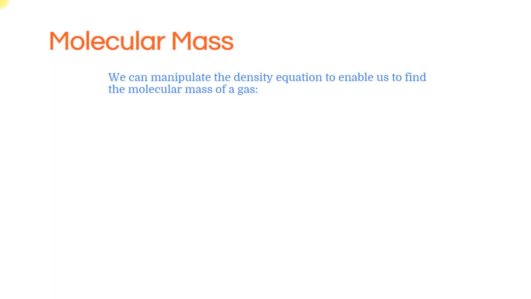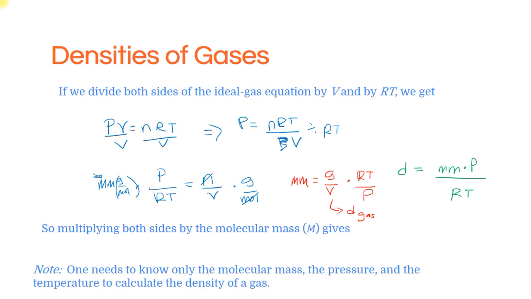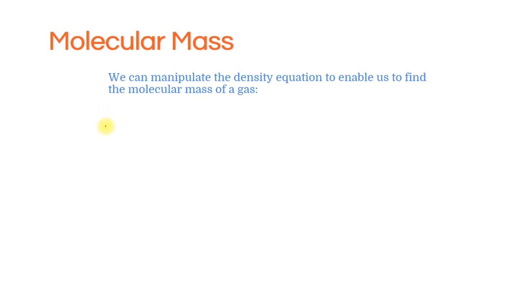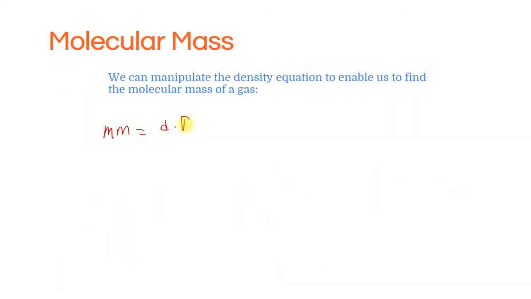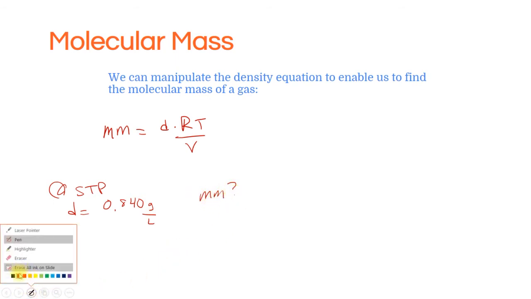All right, so we can do the molecular mass. That's the second equation here, the red one. Our derived equation here is the same one that we use in the lab. So if I have a gas where I don't know what it is, I could figure it out. For example, if we measure something at STP and it has a density of around 0.840 grams per liter, what is the molar mass?